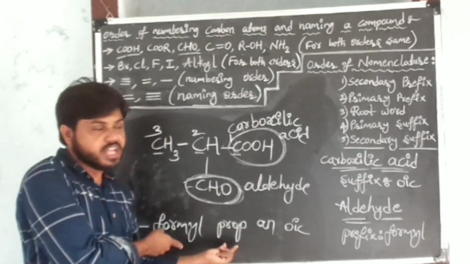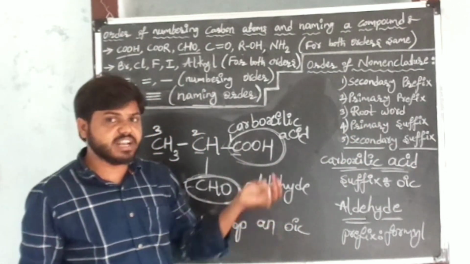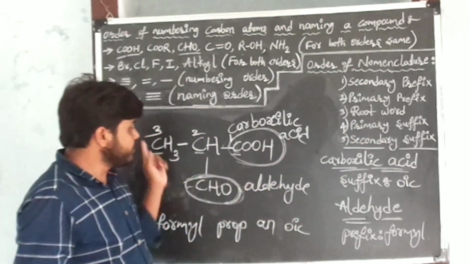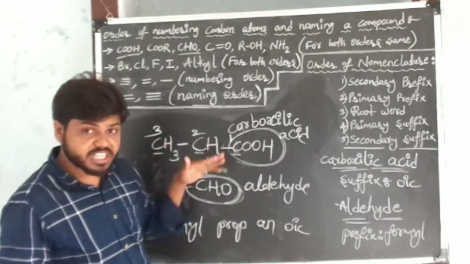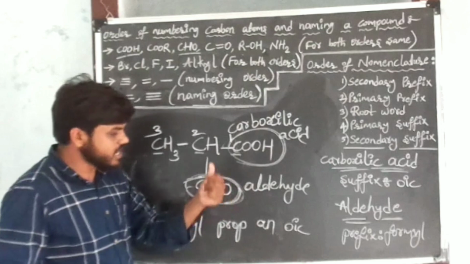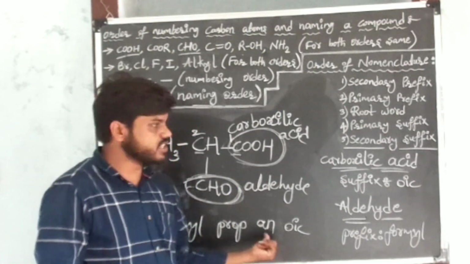I wrote the root word. After writing the root word, go to the primary suffix. Primary suffixes are single bonds, double bonds, triple bonds. Between every two atoms in the given carbon compound, single bonds are present. That's why I wrote the suffix of single bond, ane.